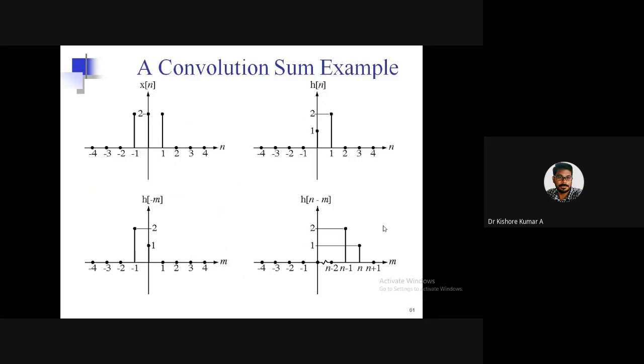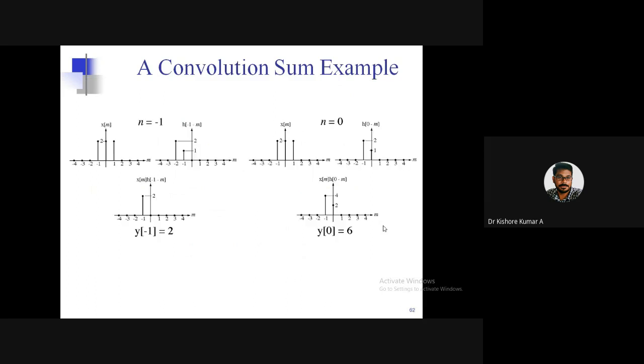The various examples for x of n, h of n, h of minus m and h of n minus m, which is a delayed sequence, can be seen as pictorial representations here for the various sequences of n between minus 4 and plus 4. This is for n equal to minus 1, 0, and y of minus 1 is equal to 2 and y of 0 is equal to 6 for these values.